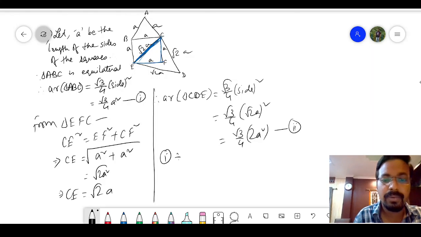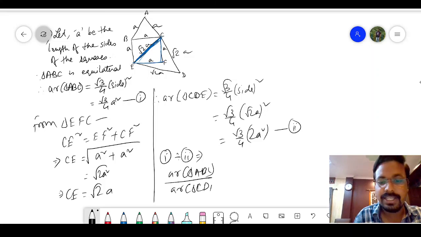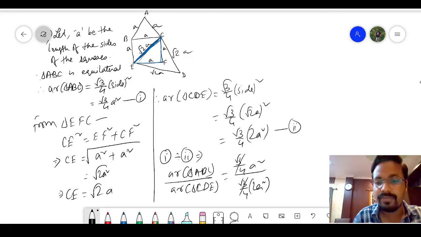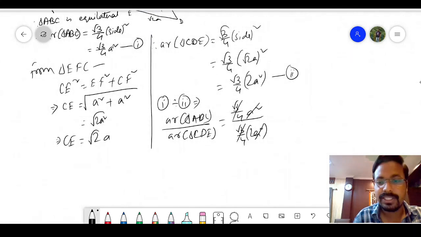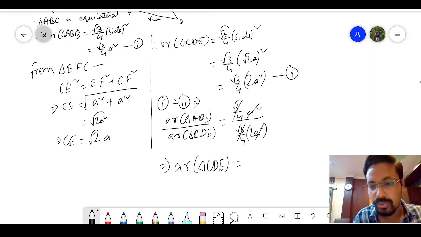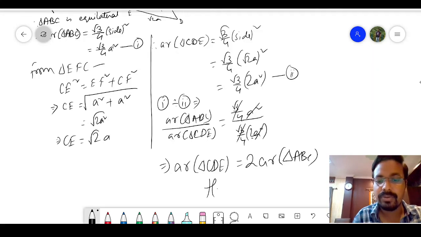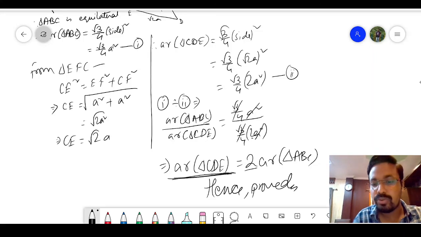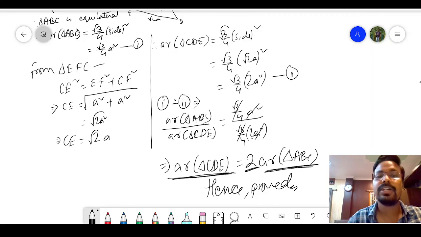Now let us divide 1 by 2 so that we can find the value. So we have area of triangle ABC by area of triangle CDE is equal to root 3 by 4 A square over root 3 by 4 twice A square. Everything will cancel out, and it will stay as area of triangle CDE equals twice the area of triangle ABC, and that's what we had to prove: the area of the triangle formed on the diagonal is twice the area of the triangle formed on the side.